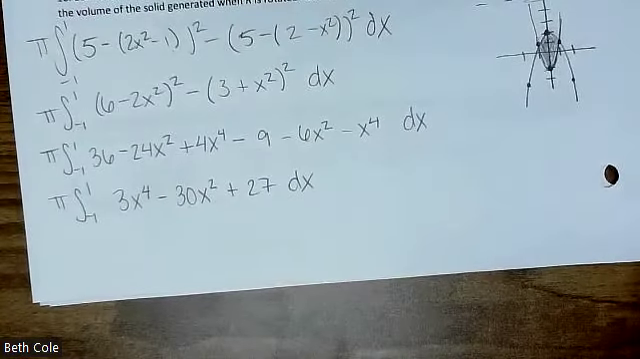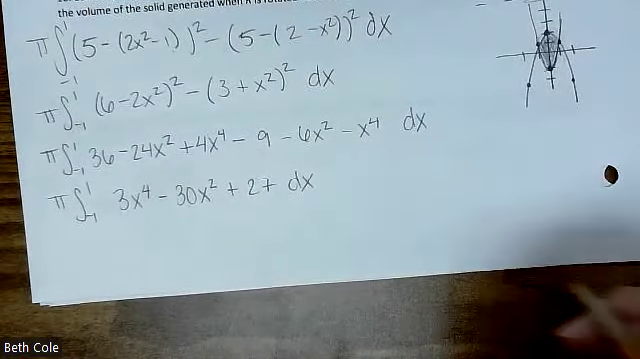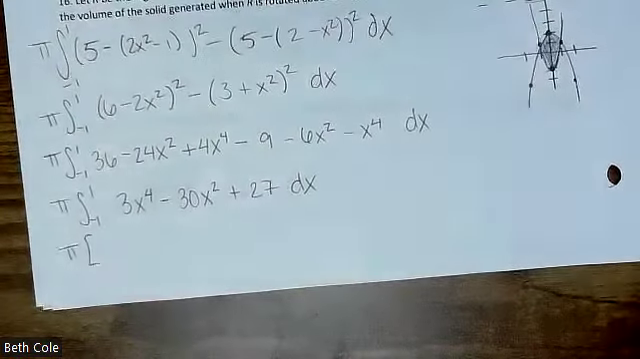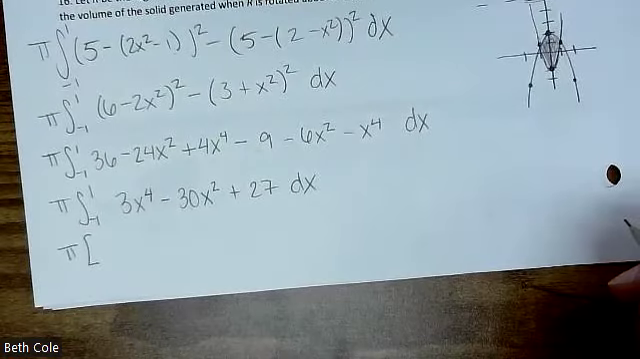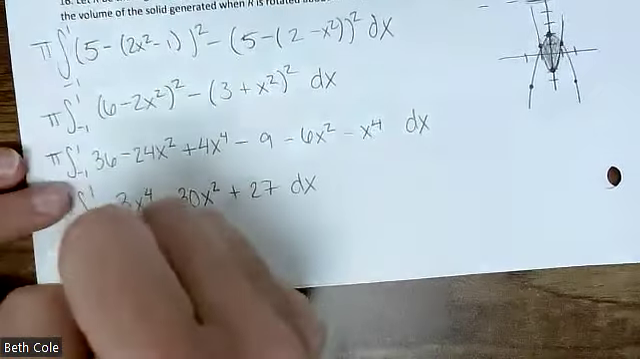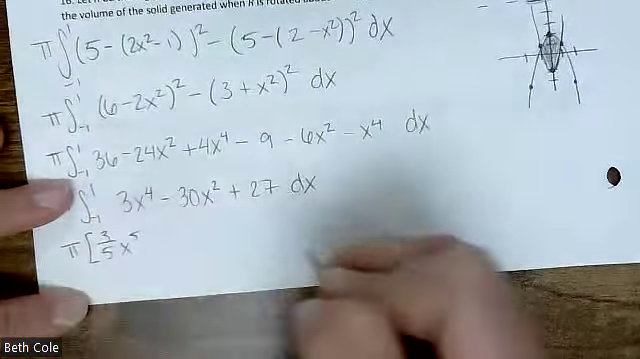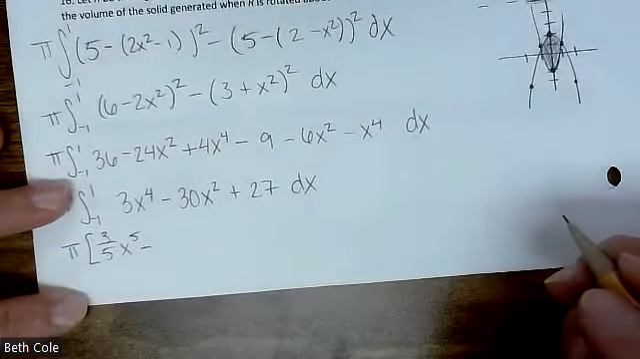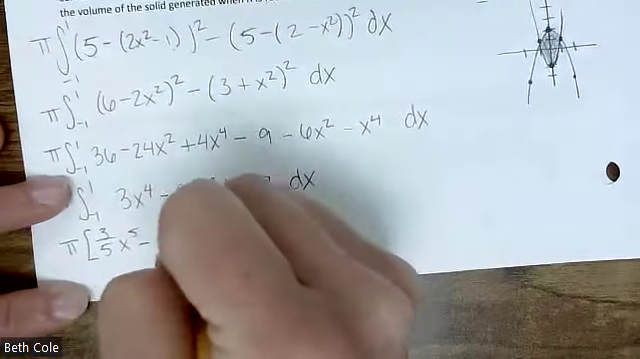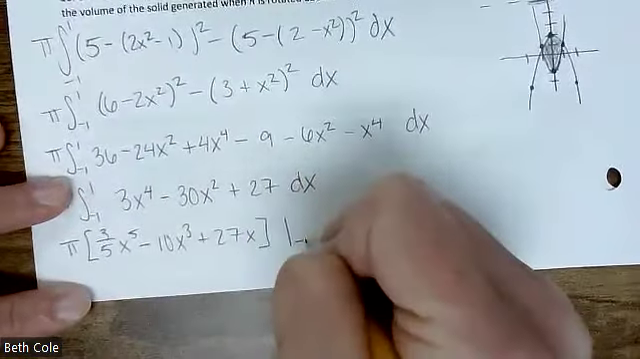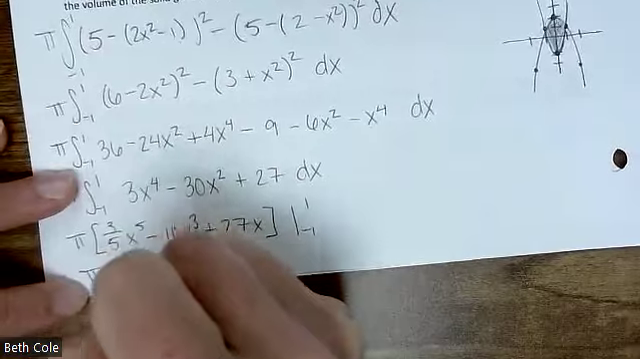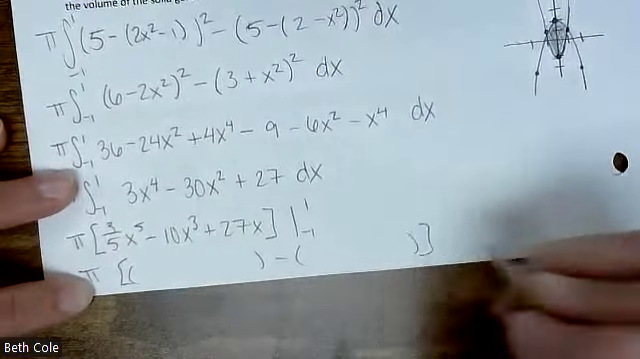27. Believe it or not, we still have to do an antiderivative. So sorry. So what's your antiderivative for 3x to the 4th? Good. Minus. Good, nice job. And then plus 27x. You would do upper minus lower.